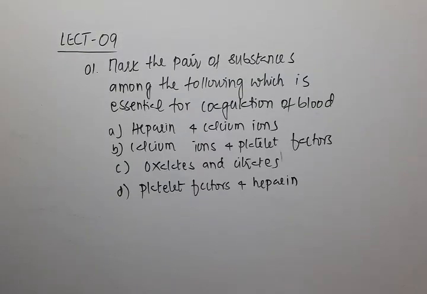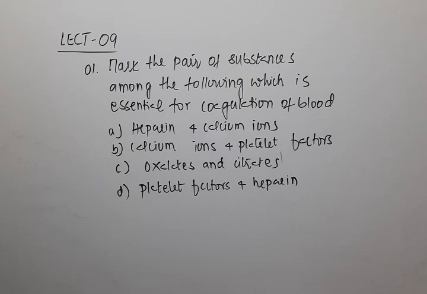In this session, we will see objective questions from the chapter Body Fluids and Circulation. So let us see the first question. Mark the pair of substances among the following which is essential for coagulation of blood.